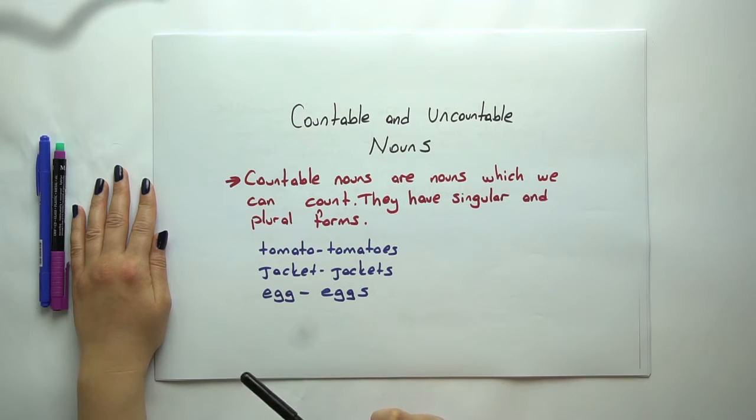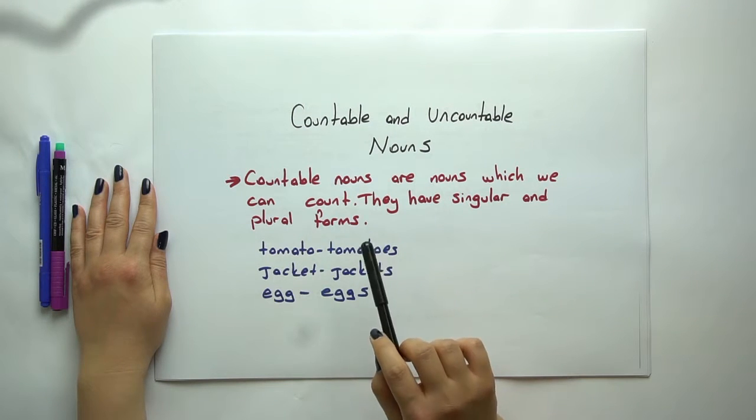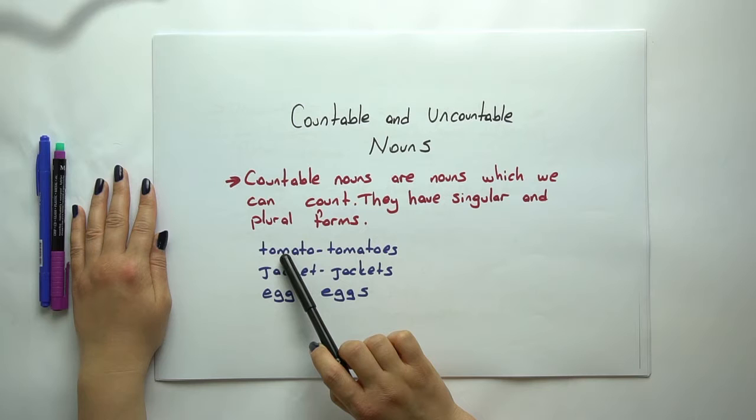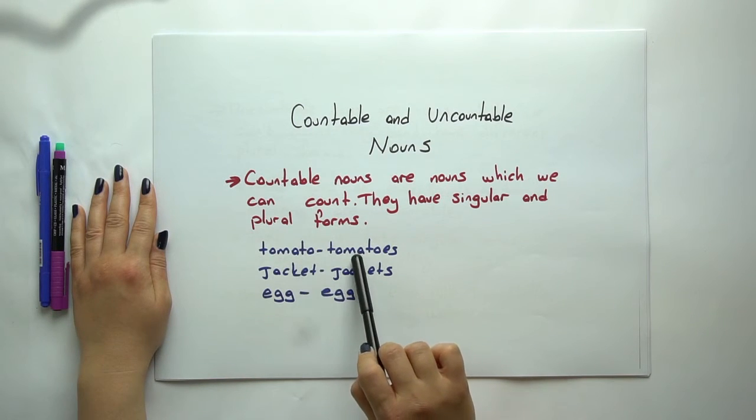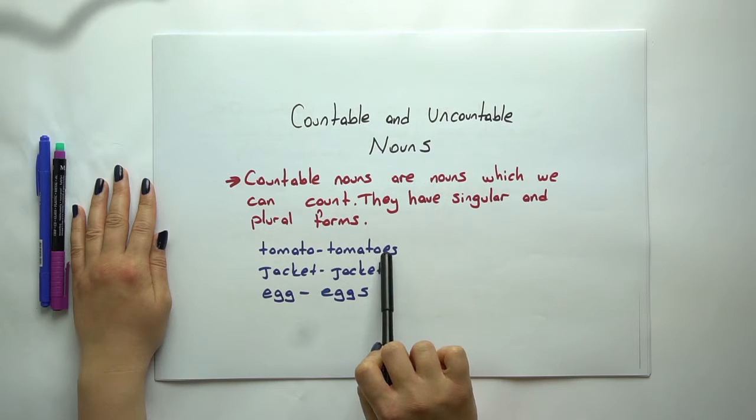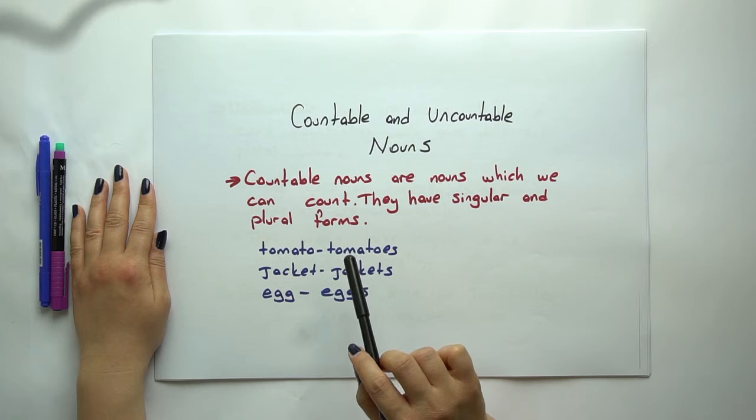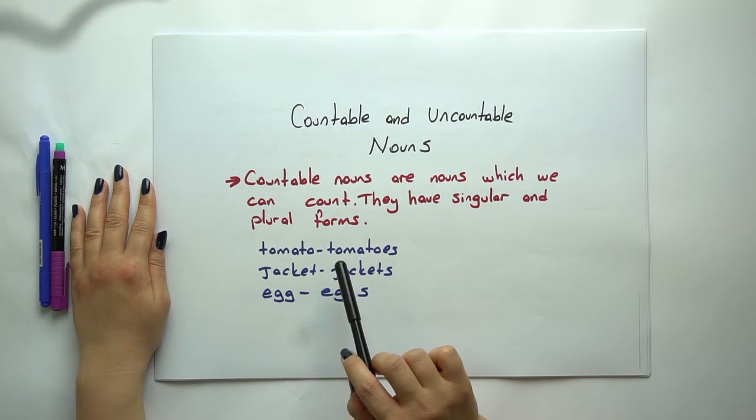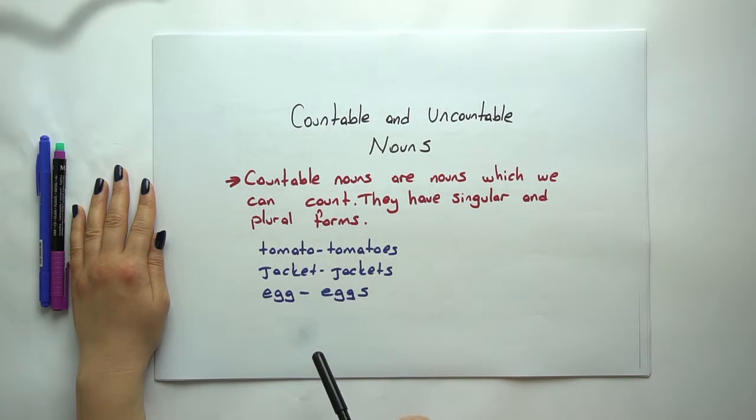First one, we have tomato. So we can say tomatoes. As you can see, tomato is a countable noun and it is a singular form. And this one is the plural form of tomato. So we can use both the singular and the plural form of tomato.